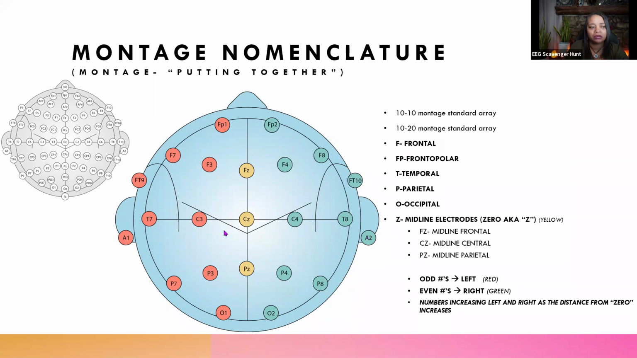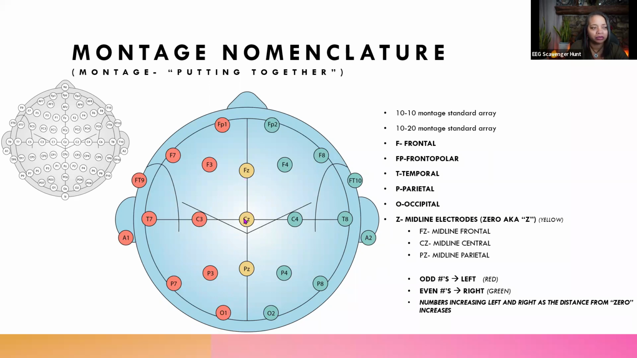A1 and A2 are actually electrodes that are placed on the ears. Okay, and then central is C, parietal is P, and occipital is O. Z, the annotation Z here, you can see these are right down the middle. So Z stands for midline electrode, and this is also known as the 0 point, right?